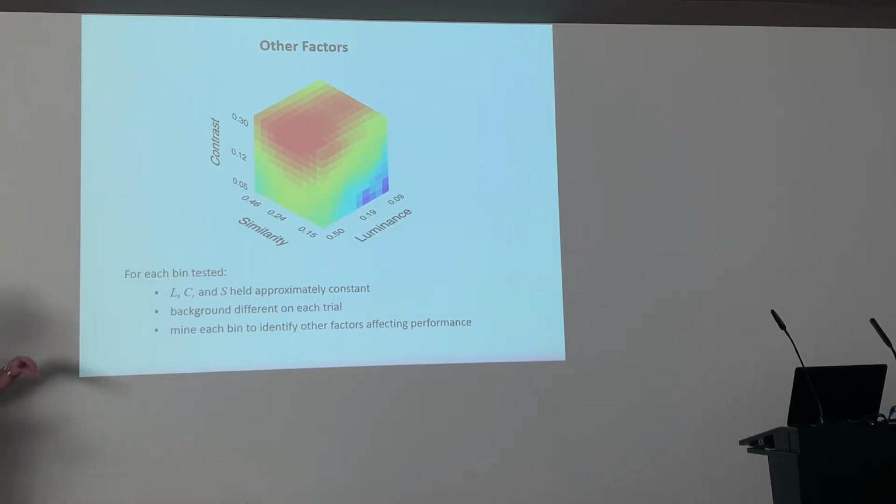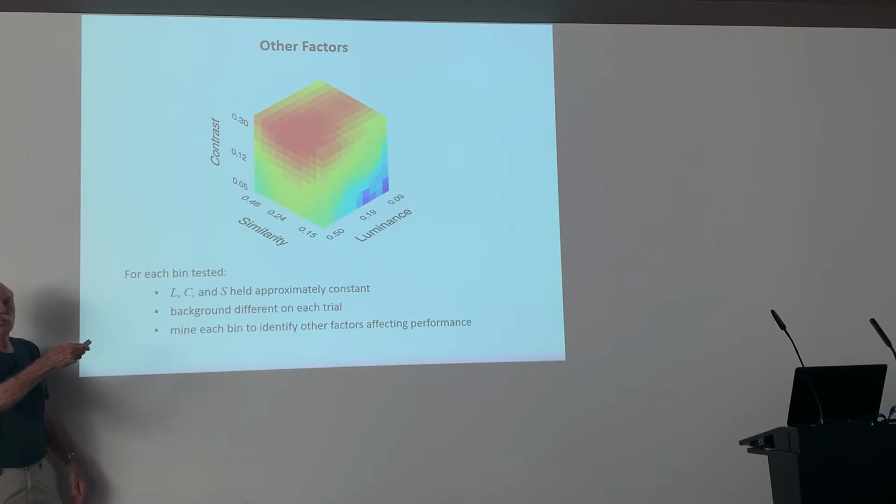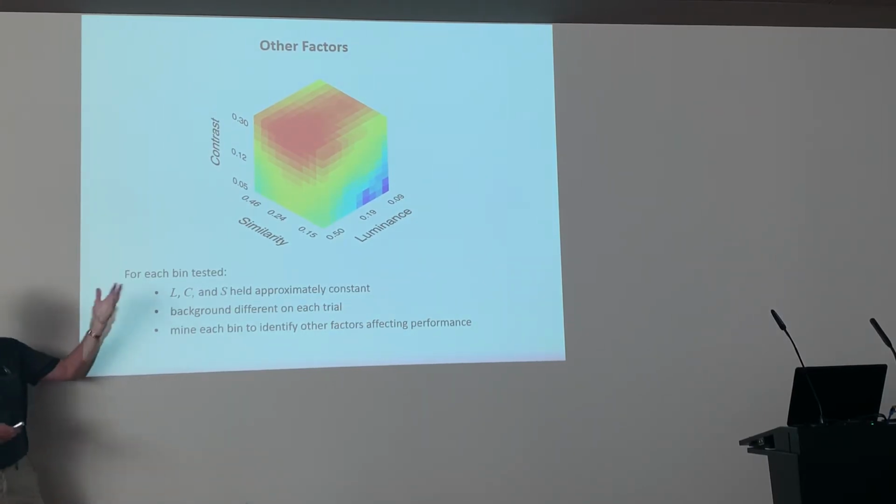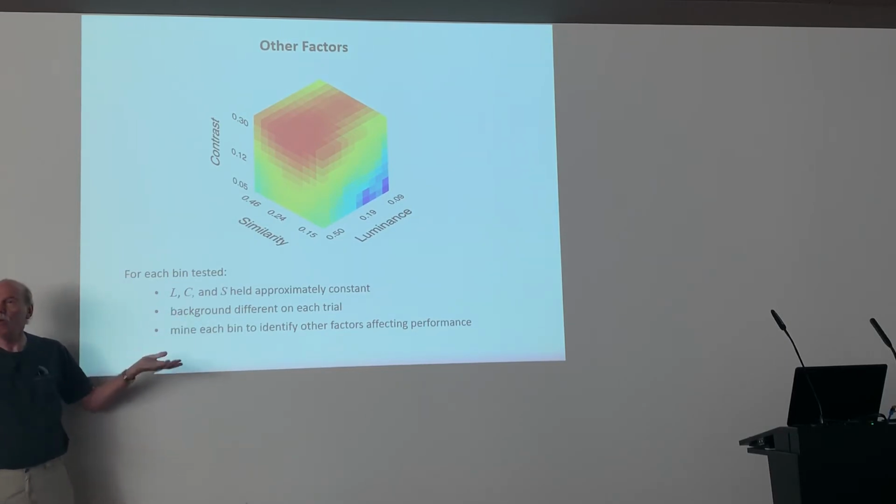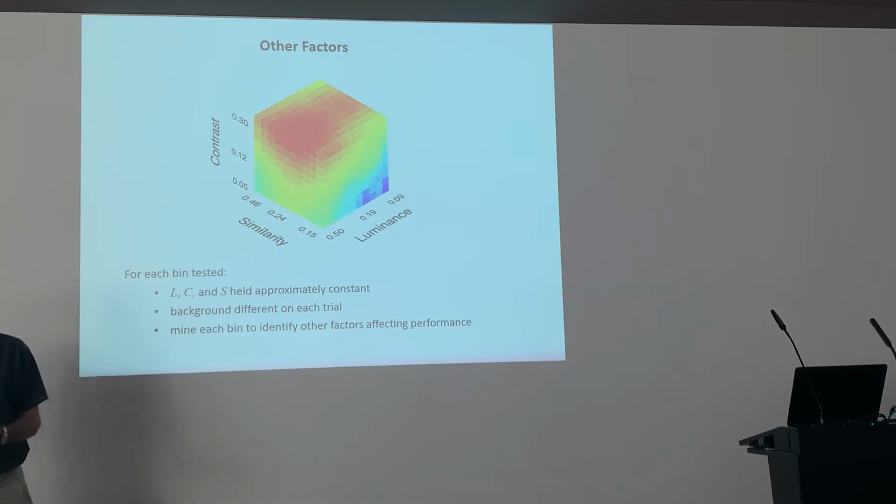So why is that cool? Well, it's because you got a whole bunch of trials where you've already controlled for the luminance, contrast, and similarity. You're inside one of these bins. And the trial-by-trial behavior of the person can then be analyzed to figure out what other factors that we don't know about, that haven't been studied in the past much, are controlling behavior. Okay? So that's kind of a good thing about it.